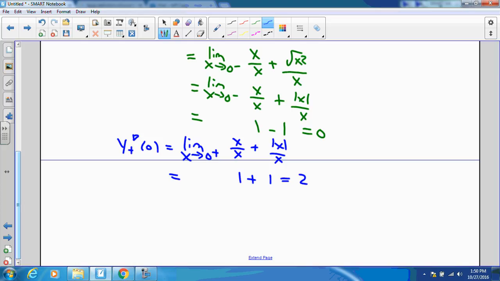How do I interpret these results? Derivative from the left was 0, derivative from the right was 2, therefore, corner. Exactly. And so we would write our result as corner because y prime from the left at 0 is 0.